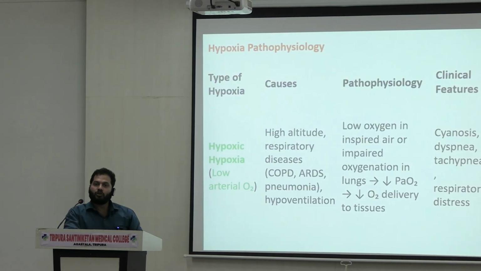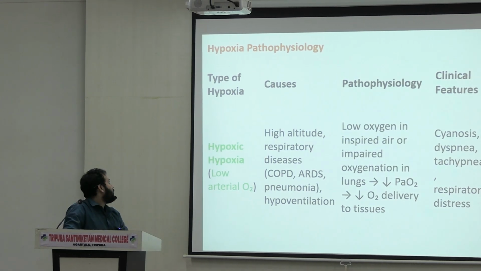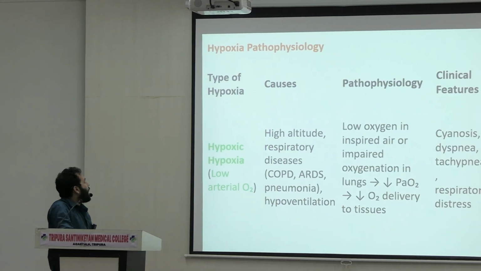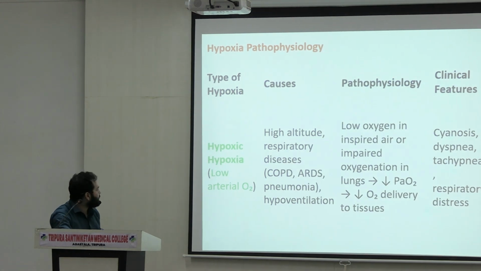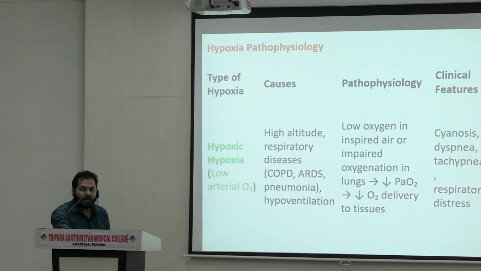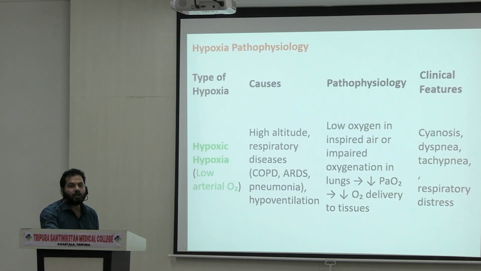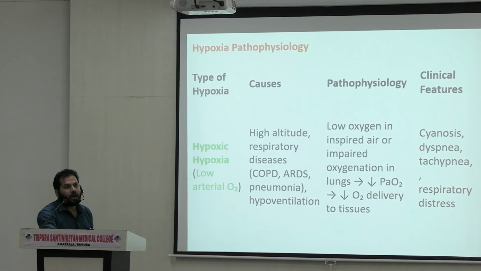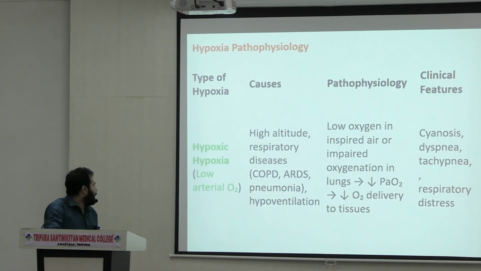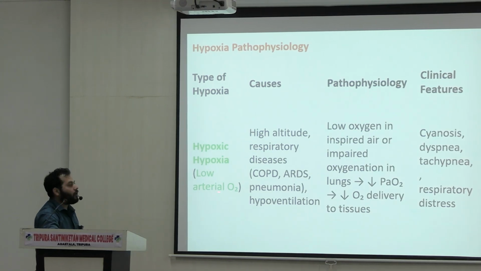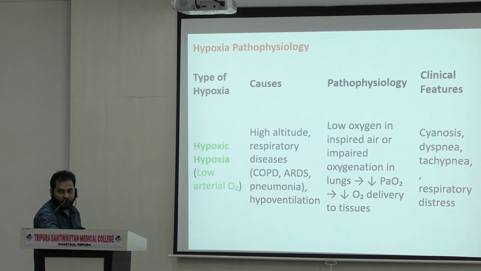Now, what is the pathophysiology of the different types of hypoxia? The first one is called hypoxic hypoxia. So what are the features of hypoxic hypoxia? If you see the arterial oxygen concentration in hypoxic hypoxia, it is not normal, meaning the arterial partial pressure of oxygen is less than normal. That is why it is mentioned here, low arterial oxygen. This is the most important feature of hypoxic hypoxia, right?